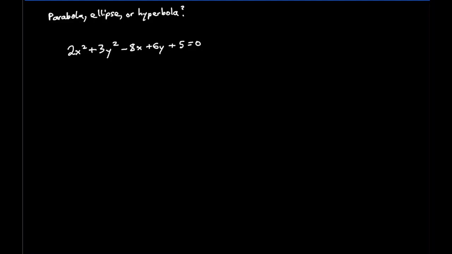When you're trying to figure out if it's a parabola or a hyperbola or an ellipse, what you want to do is you can kind of cross some stuff out. You could change this equation to make it a standard form equation to figure out whether it's a parabola or an ellipse or a hyperbola. Or you just want to look at the square terms first. So we have a 2x squared plus a 3y squared.